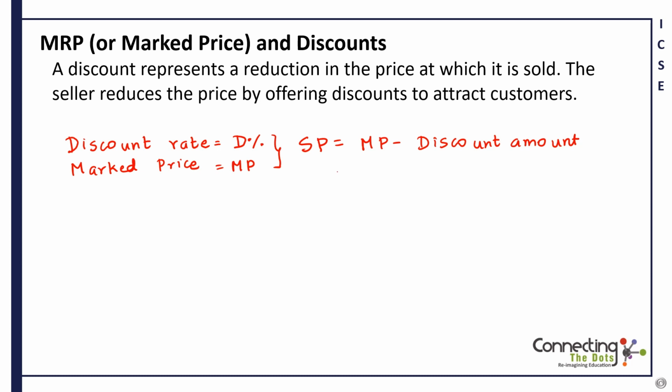And how do you do that? Well, you can recall what you did in earlier grades. It is MP multiplied by the bracket 1 minus the discount rate, which is D% by 100. When you do this, you get the selling price. Now the tax applies on the selling price. It does not apply on the marked price. So if you have the selling price, now as part of step 2, let us calculate the tax amount.